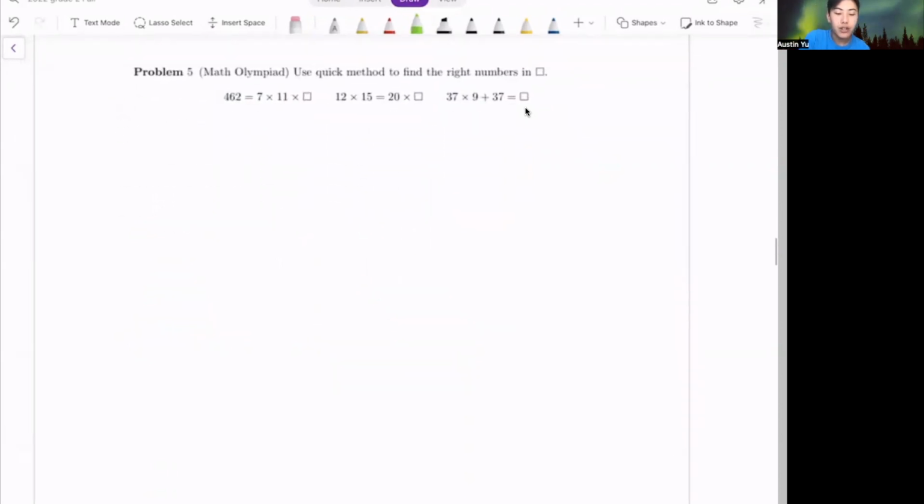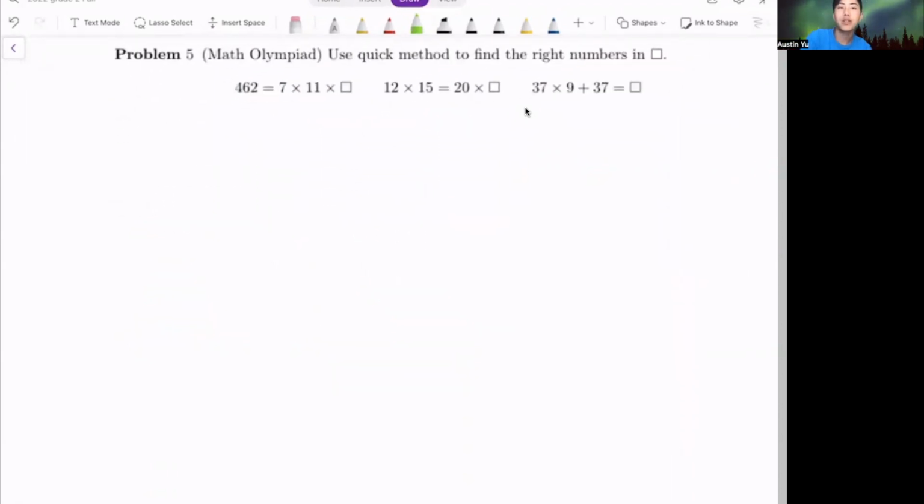Problem 5. Use a quick method to find the right numbers in the blank. First problem, 462 equals 7 times 11 times something else that's a number.